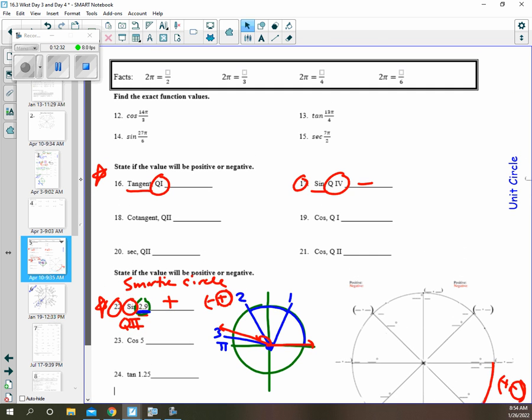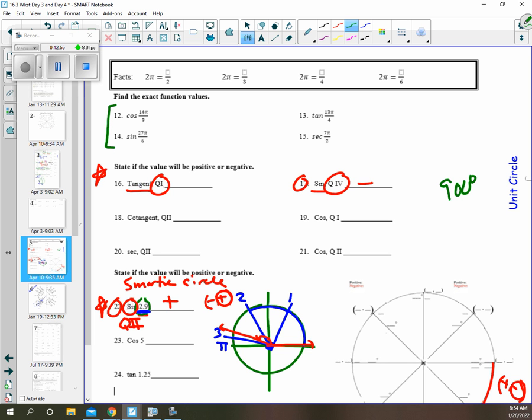All right, so let's go up to these last couple. So this last section here, you're going to be doing something that's kind of an extension of what we've already talked about. What happens if you have an angle measurement that's more than 1 rotation? So I'll give you a number example in degrees. It might be easier to visualize. So what if you're doing 900 degrees? And you're trying to figure out sine, cosine, tangent, whatever.